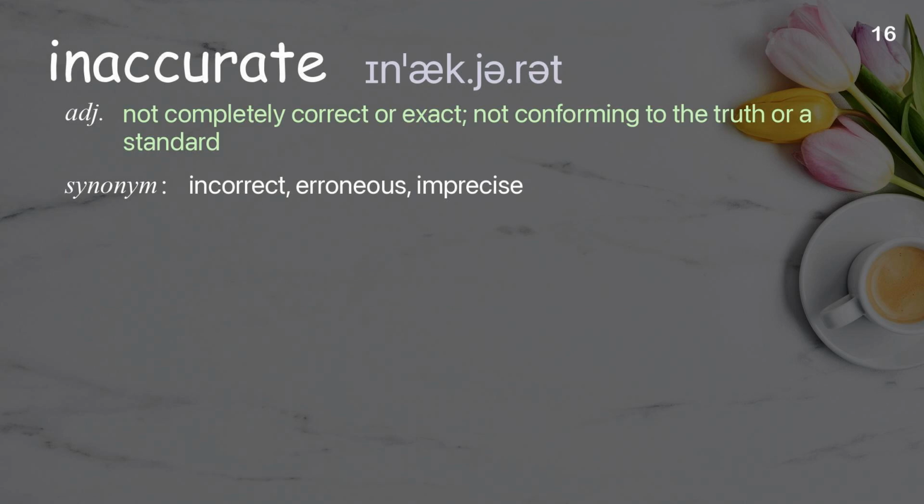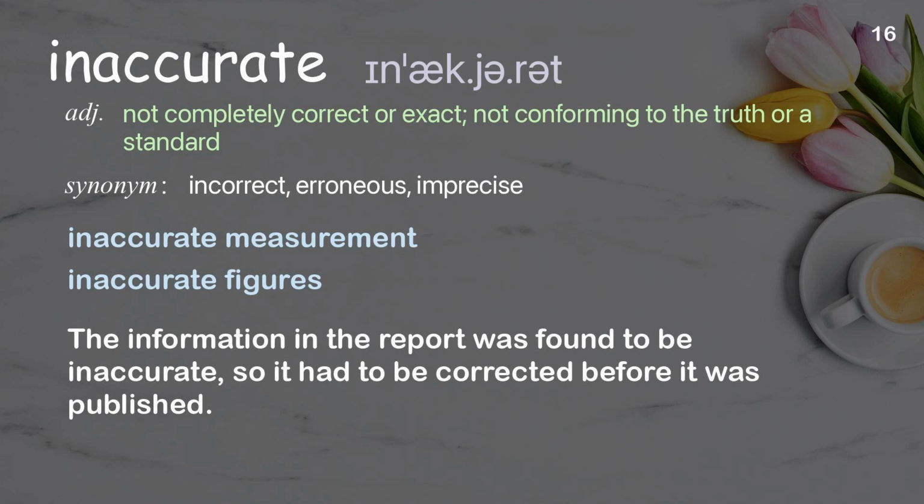Inaccurate. Not completely correct or exact, not conforming to the truth or a standard. Examples: Inaccurate measurement. Inaccurate figures. The information in the report was found to be inaccurate, so it had to be corrected before it was published.